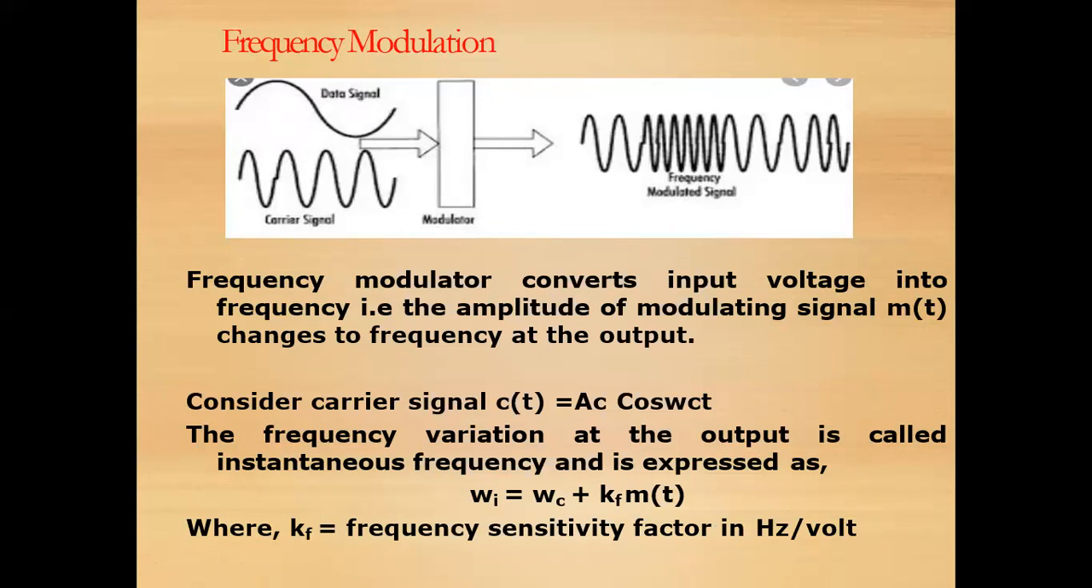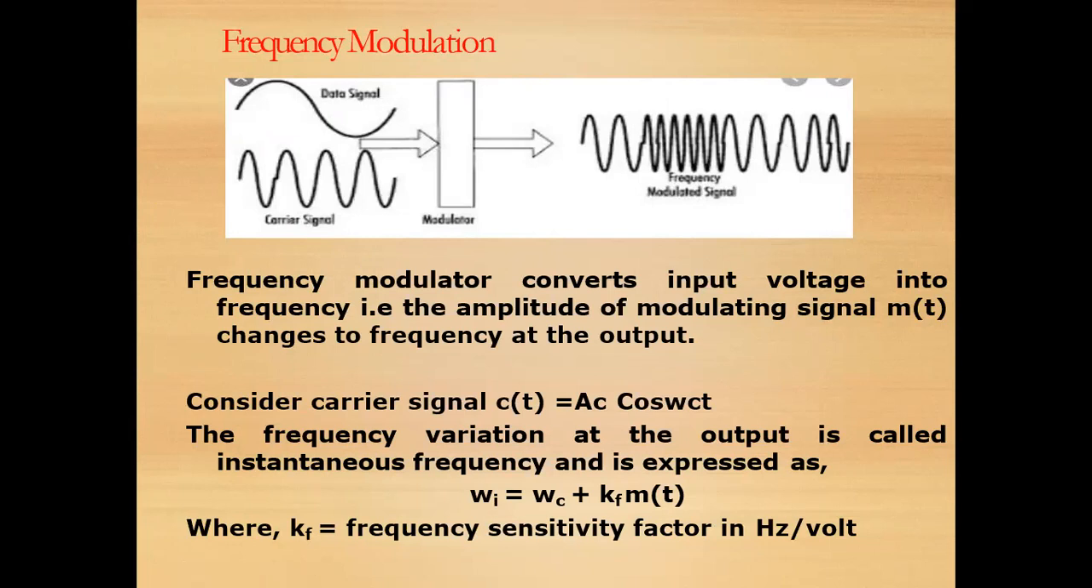So if you observe here, for the positive half cycle of input message signal, the frequency variation will be more, and for the negative half cycle of the input message signal, the frequency variation will be less. So if you observe, this is the output of frequency modulation, that is the modulated signal. This modulated signal shows more frequency variation for the positive half cycle, and for the negative half cycle the frequency variation is less. So this is the modulated waveform of frequency modulation.